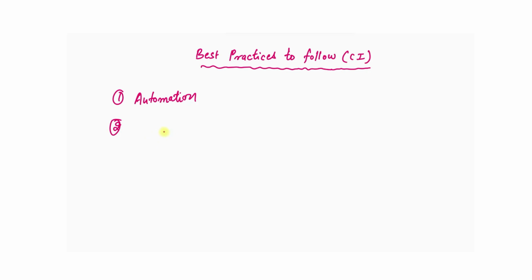Second best practice is to keep build times short. In this case, faster feedback is crucial. As you know, we are using a DevOps pipeline to shorten the life cycle, and that means we want to reduce the time. That's why we need to keep the build time very short. That is how we get faster feedback.